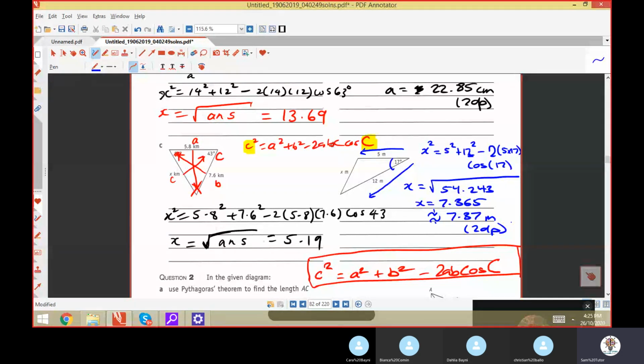No problem so far? Cosine settle? For which one? I got 22.85. Is everything okay? You want me to evaluate for it? Yeah, it's got to 2 there. 2 times 80. And then what you do, you just do square root answer. That's all you do. Yeah, that's what I did.